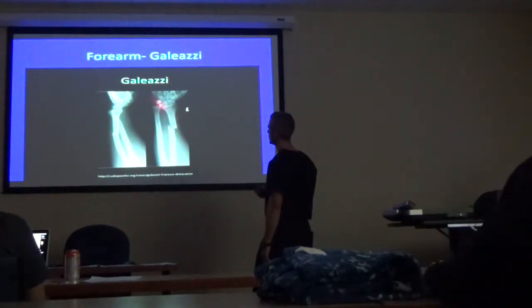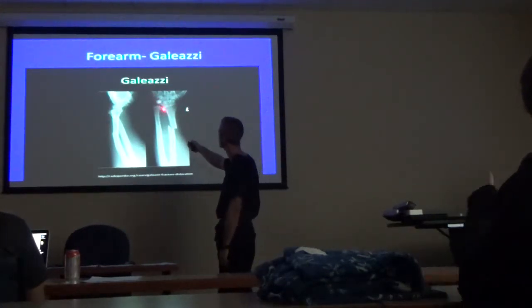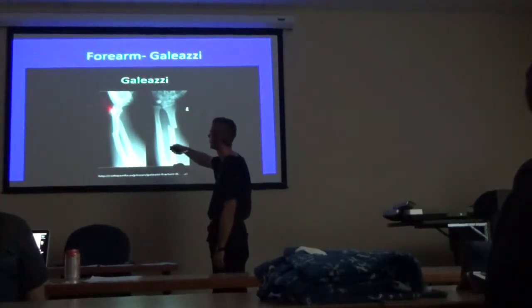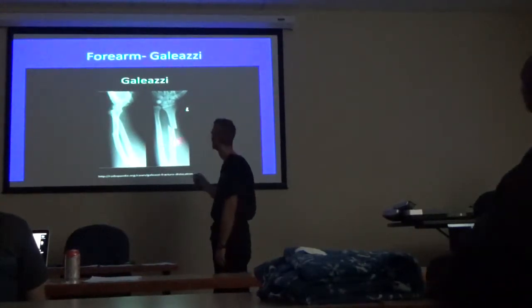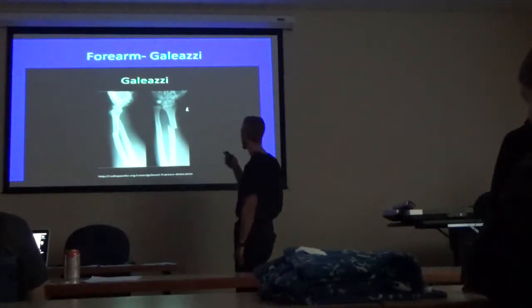Distal fracture and radial ulnar joint instability. So on this one right here, it doesn't really look as bad, but you can see how that distal end of the ulna there is just sticking up and out of place, right? Distal radius fracture, radial ulnar instability. Galeazzi fracture.